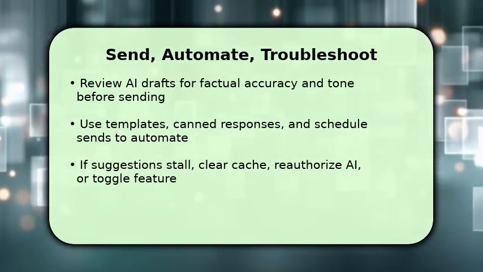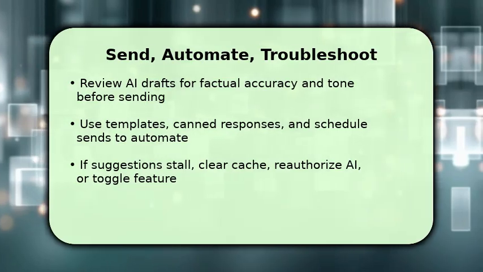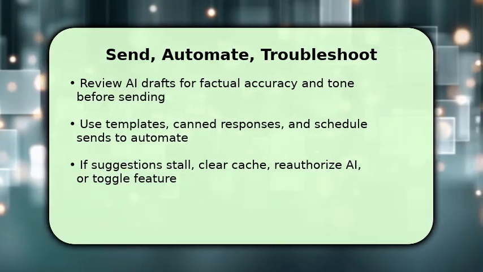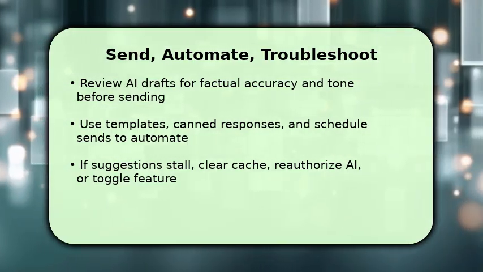Use templates and canned responses the AI can customize and schedule sends when timing matters. For automation, pair Gmail AI with filters and canned responses for repeat workflows.